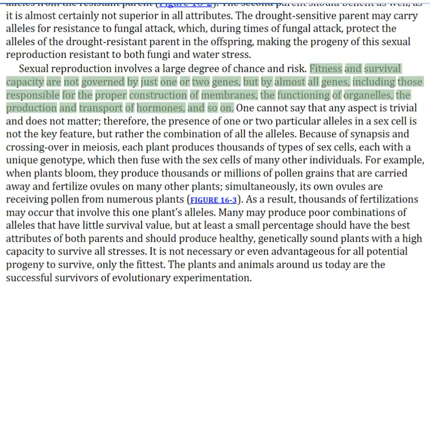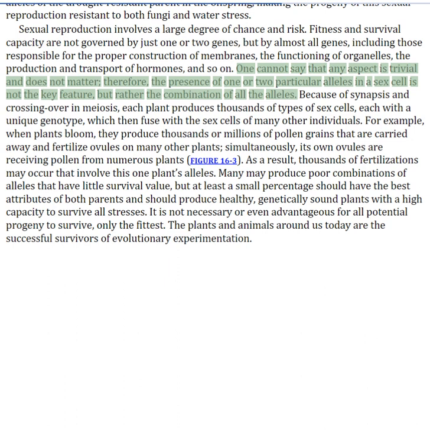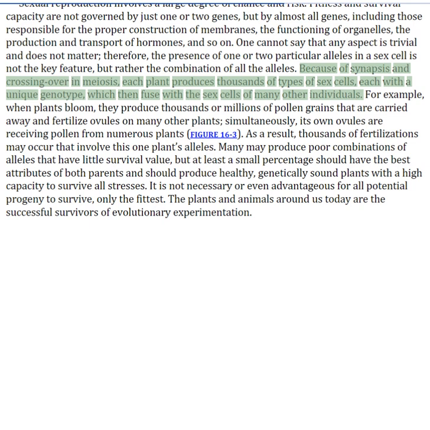Fitness and survival capacity are not governed by just 1 or 2 genes, but by almost all genes, including those responsible for the proper construction of membranes, the functioning of organelles, the production and transport of hormones, and so on. One cannot say that any aspect is trivial and does not matter; therefore, the presence of 1 or 2 particular alleles in a sex cell is not the key feature, but rather the combination of all the alleles. Because of synapsis and crossing over in meiosis, each plant produces thousands of types of sex cells, each with a unique genotype, which then fuse with the sex cells of many other individuals.